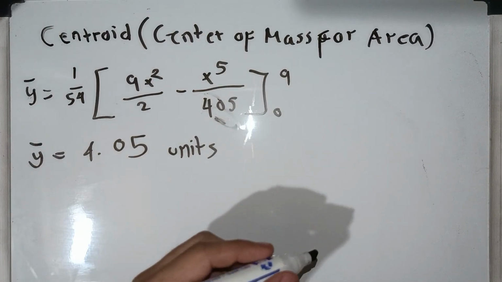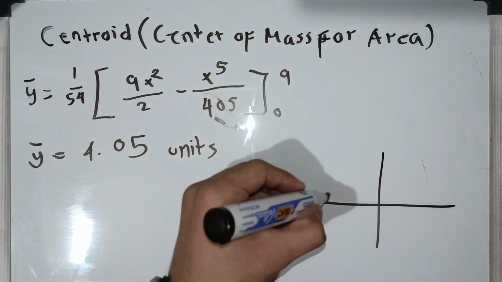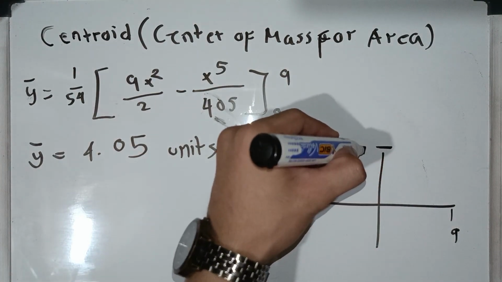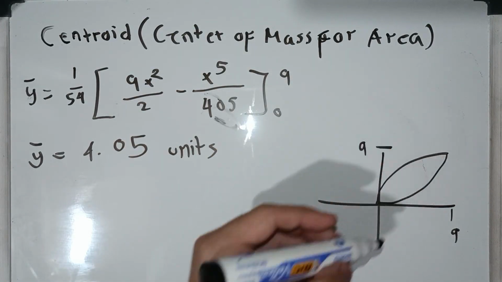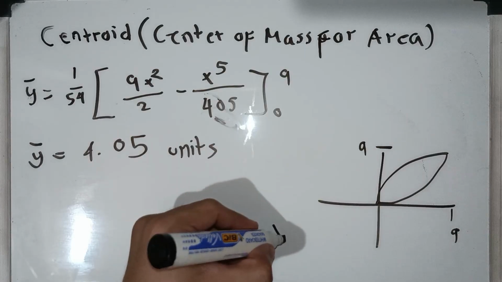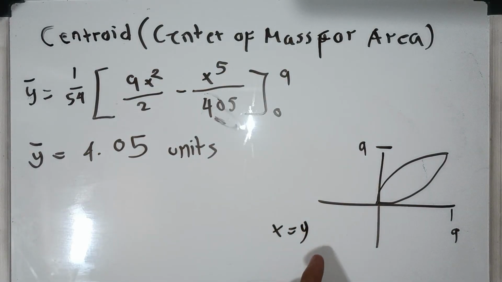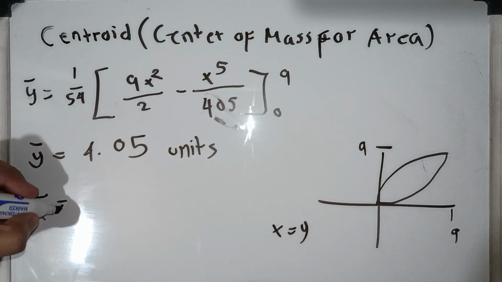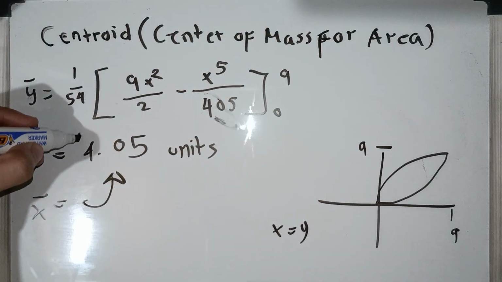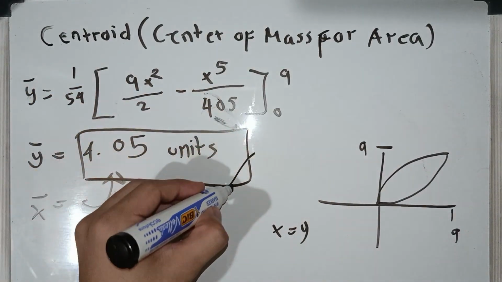So based from our graph here, we have the limit from 0 to 9 for both x and y. So our graph is symmetrical, so now we can conclude that our x is equal to y. So since we have the value of y bar, which is 4.05, our value of x bar is also this one. Now we are done with our second topic, which is the centroid.